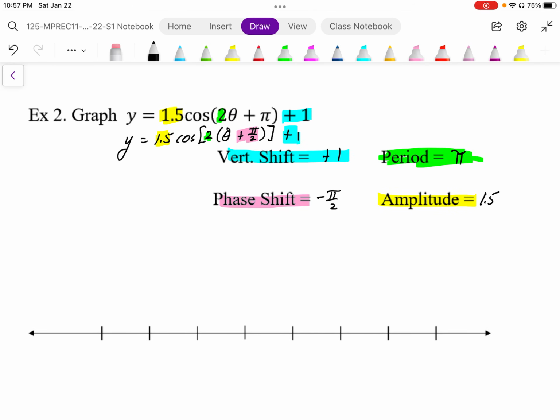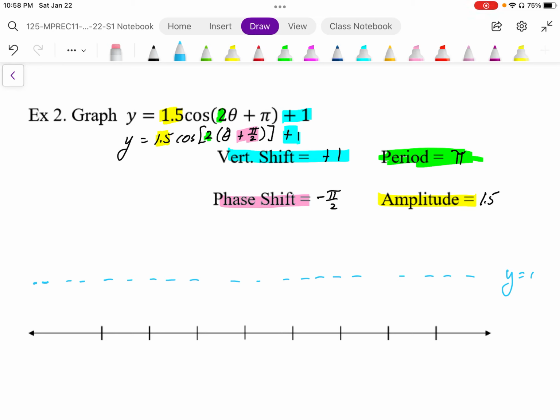When I draw in my vertical shift, that's where I'm going to start. I want to just accommodate my amplitude of 1.5. So maybe my shift is somewhere around here at plus 1. That's y equals 1. My amplitude's going to go 1.5 up and 1.5 down.